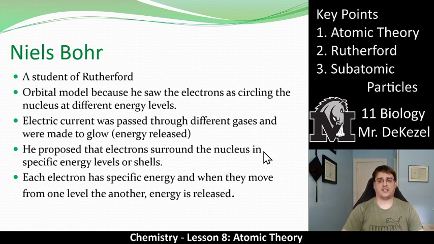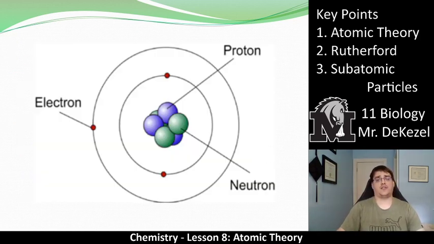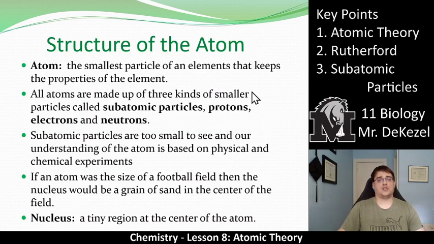Each electron had a specific energy when it moved from one energy level to another, which produced a specific light. So he didn't think that they were moving through space willy-nilly. He saw them in particular orbits, and they could jump between them but not be anywhere in between them. He saw it like this, with the protons and the neutrons in the middle, and electrons in orbit on the outside. So the electrons are in these circles and they are not between them.